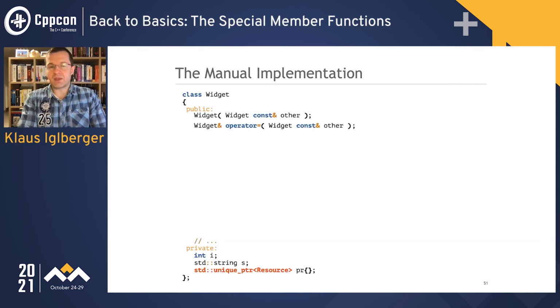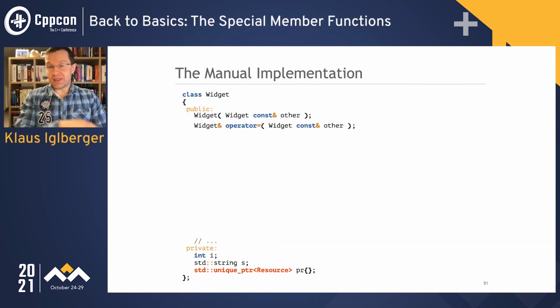Unfortunately, we still have to think about the copy operations. We do have to because a unique pointer cannot be copied. So the default generated version that a compiler would generate, the one that would try to copy, just doesn't work because now this is one of the data members that cannot be copied.